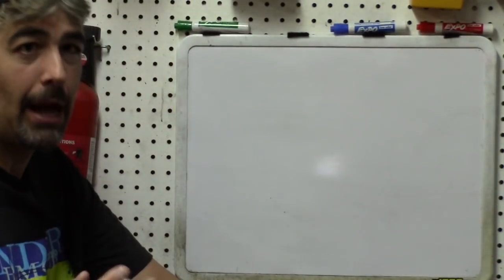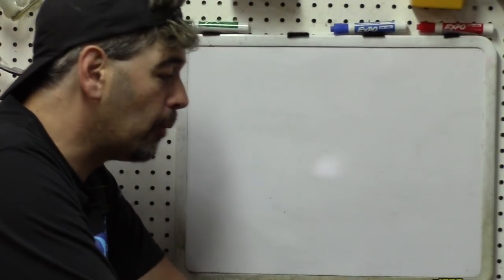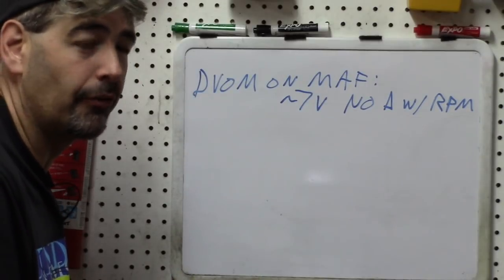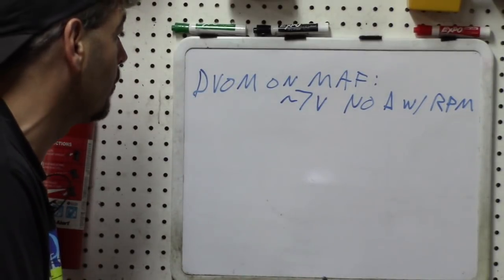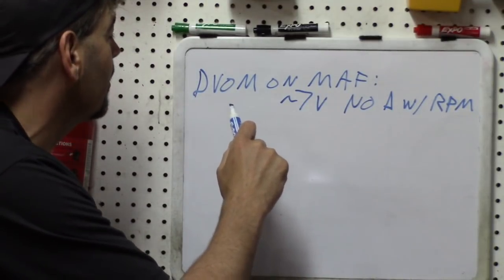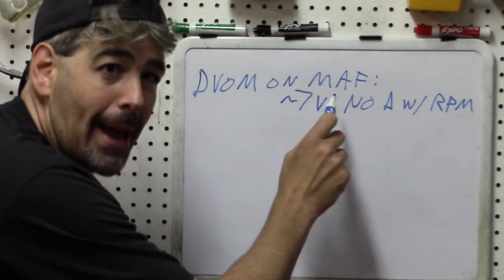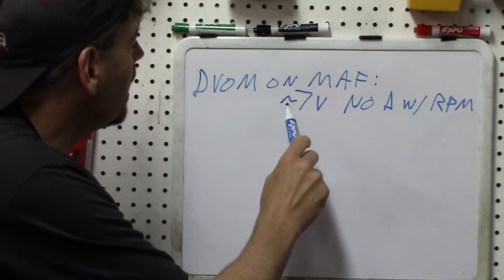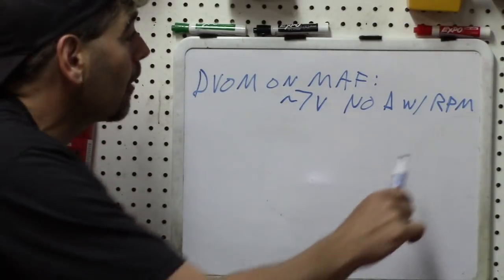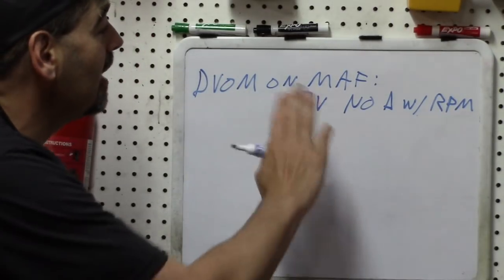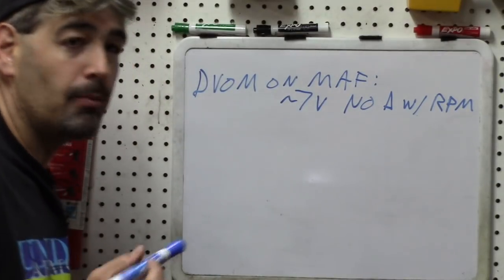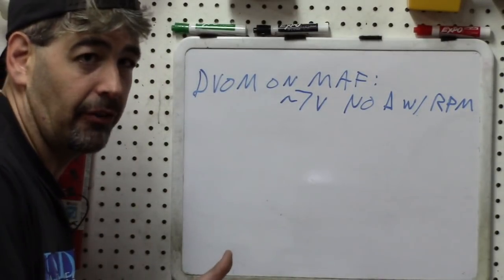An actual email that I got from a viewer, and he was chasing down a lean condition. He was watching several videos, this was before the MAF video was even released, and he decided to suspect his MAF sensor, so he uses a DVOM on the MAF sensor. He has a 3-wire MAF. He gets approximately a 7-volt reading with no change no matter what RPM he's at. Anything he does, the voltage never changes. And he's thinking, well, this must be an indication of a bad mass airflow sensor.